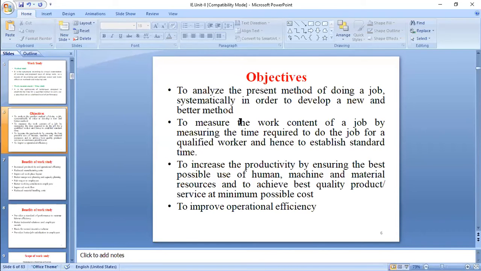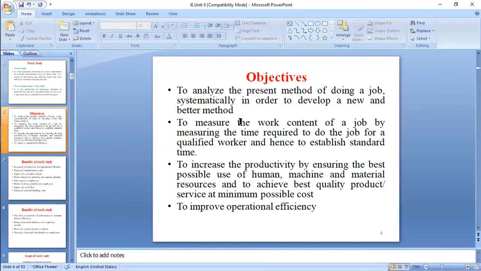Okay, and the fourth objective is what? We need, obviously, to improve the operational efficiency. It means we need to increase the efficiency of the organization. Okay, so these are the objectives of the work study. So work study has four main objectives.